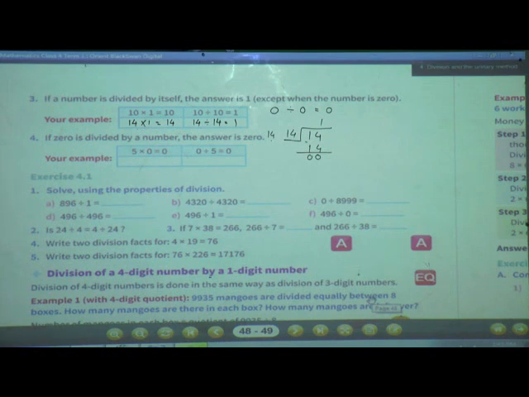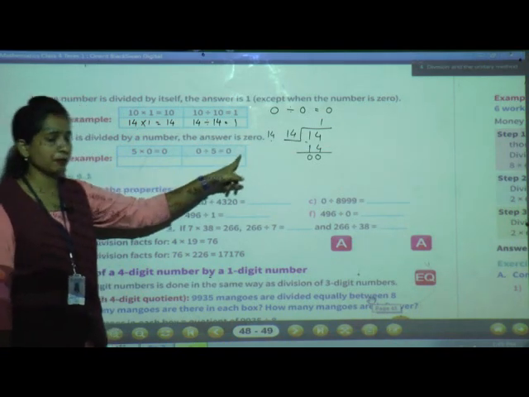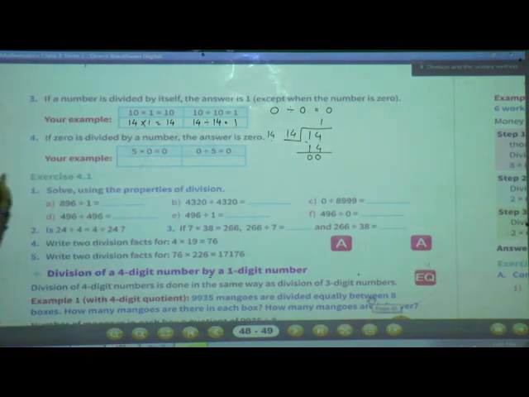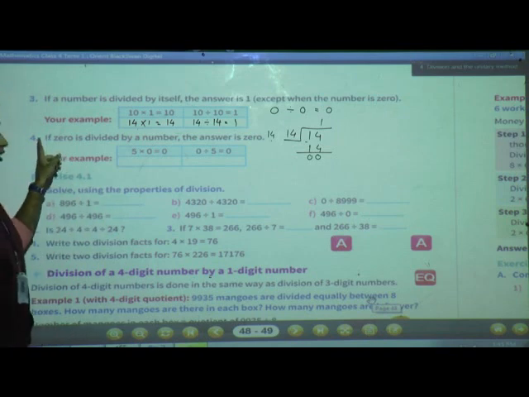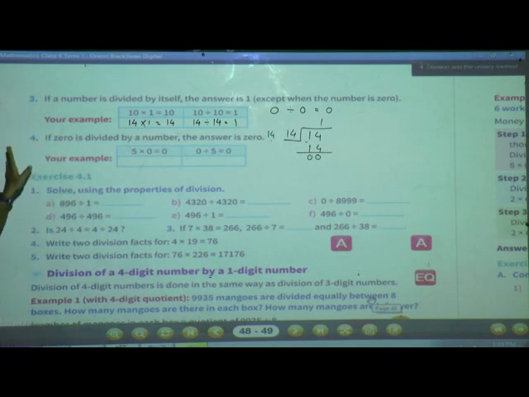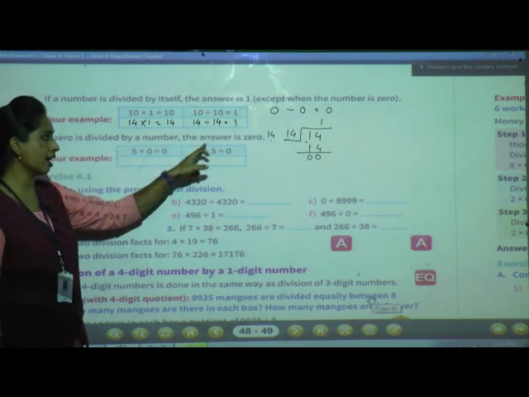Now we will go with the fourth property. What is the fourth? If 0 is divided by a number, the answer is 0. Keep it in your mind. The same will happen in multiplication also, in division also. Just see properly what I will tell you. If 0 is divided by a number, the answer is 0.